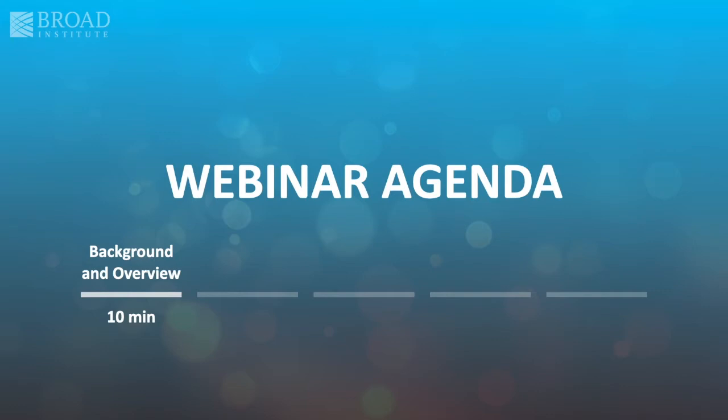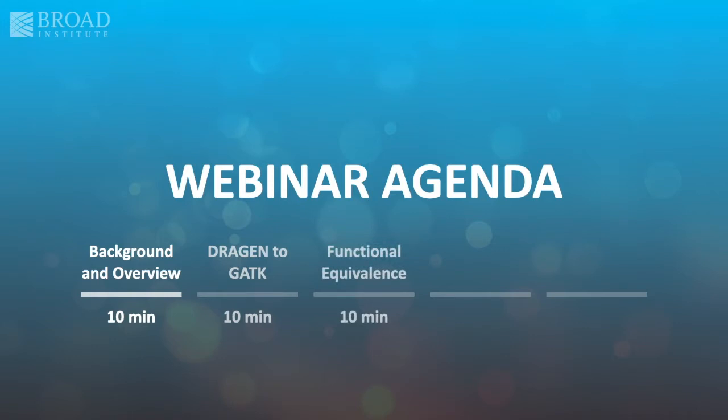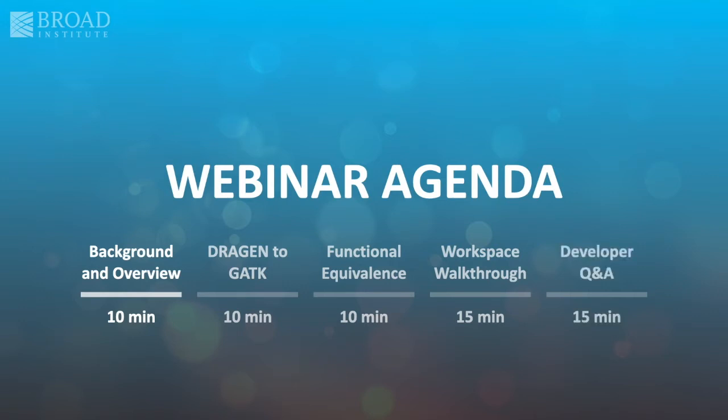Here's the agenda for today. We've got background and overview. That's what we're doing right now. And after that, we will have this talk on bringing Dragon to GTK, followed by a brief talk on functional equivalence between Dragon and DRAGEN-GTK, how the results from both of those compare and how we can find that out. Afterwards, we're going to have a walkthrough of our DRAGEN-GTK workspace that we have on Terra. I'll show you how to do that, and also how to take that pipeline and run it anywhere else that you want as well.